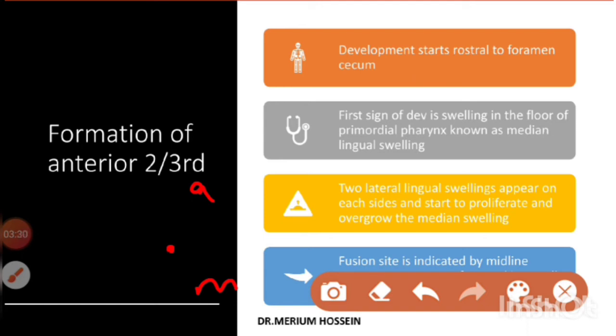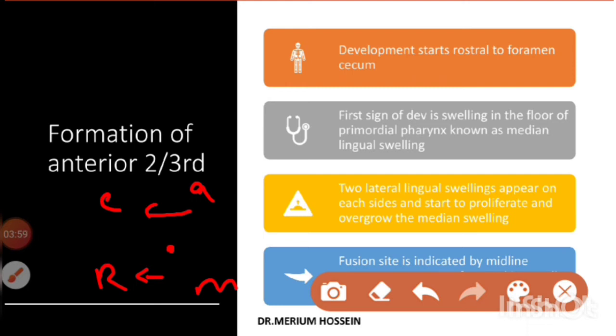Anything that is present posteriorly or towards the anal area, we call it caudal. So now the anterior 2/3 will always form rostral to the foramen cecum, and the posterior 1/3 will always form caudal to the foramen cecum. This is a really important thing that you guys need to understand and put in your mind always, because this foramen cecum is a really important landmark.